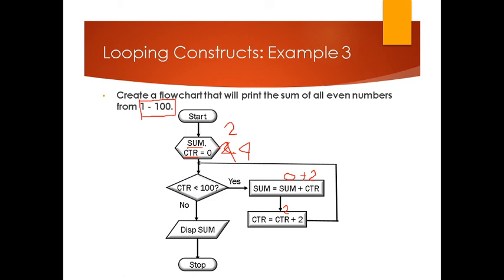CTR less than 100, it's yes still, because 4 is less than 100. So ganina ang sum kay 2. So 2 plus 2, 2 plus 4, which is the CTR, it's 6. Am I right? So 6 plus 2, it's 8. Balik-balik lang siya. Hangtod mo-execute, no na siya, that's the time na mo-display na siya og sum.